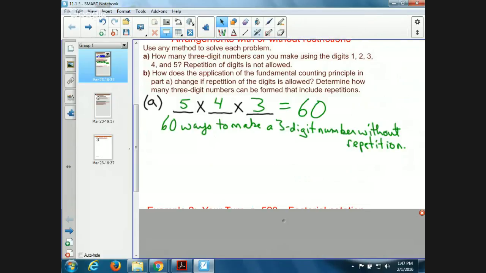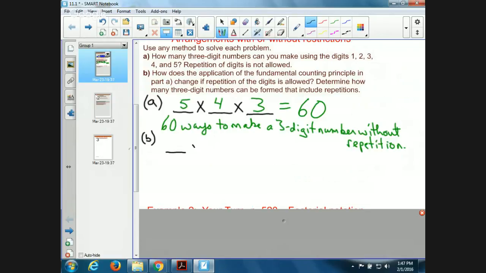Now, change. B changes things up a bit. How does the application of the fundamental counting principle in part A change if the repetition of digits is allowed? Well, the fundamental counting principle is multiply each time if it's an AND situation.